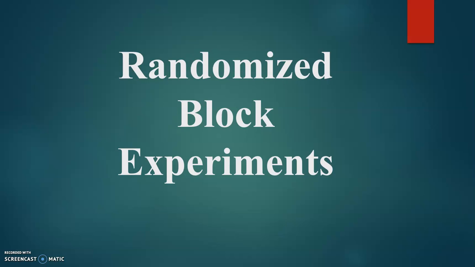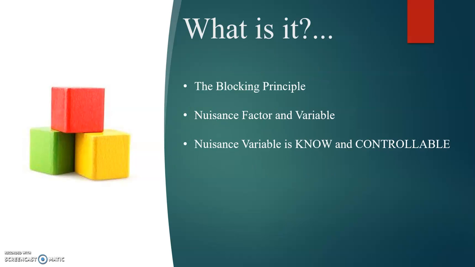Alright, so today we're going to be talking about randomized block experiments. When researchers want to reduce experimental error, one method they can use is through randomized block experiments. This method stems from the blocking principle. The blocking technique is used to control nuisance factors.